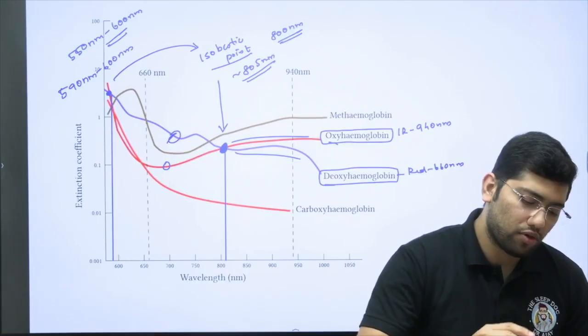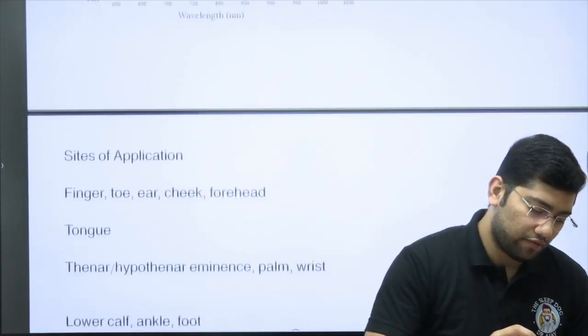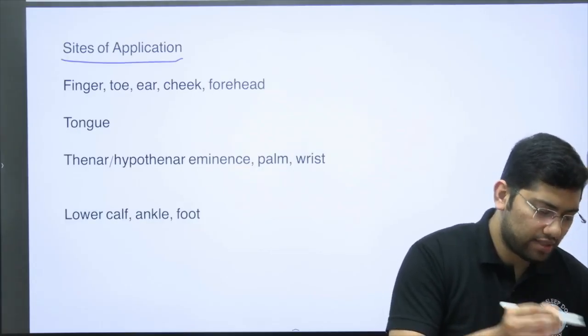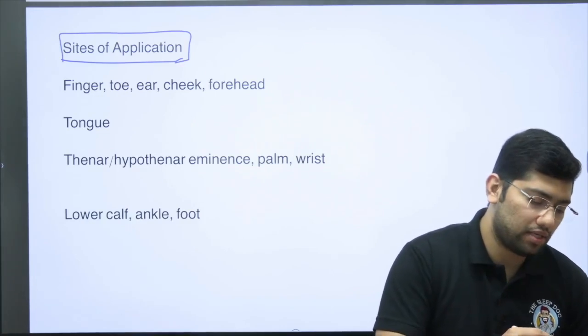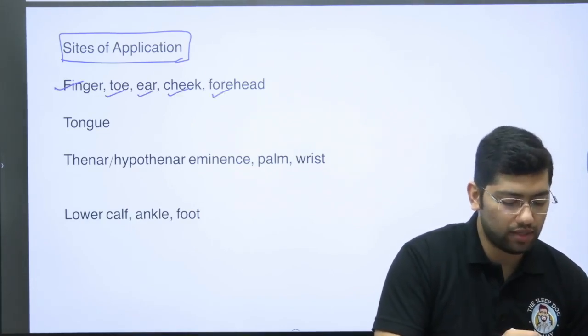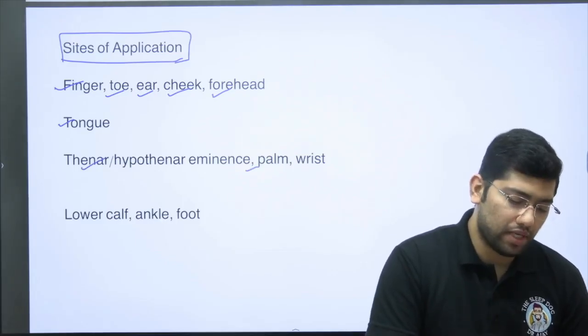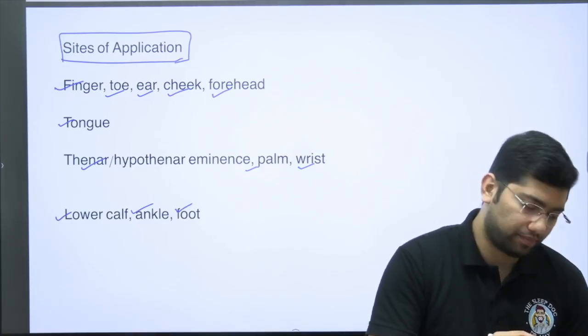And methemoglobin and carboxyhemoglobin will come in the further slides. Now, these are just theory slides added for completion. What are the sites of application for pulse oximetry? Which are fingers, toes, ears, cheek, forehead, tongue, thenar or hypothenar eminence, palm, wrist, lower calf, ankle, and foot.